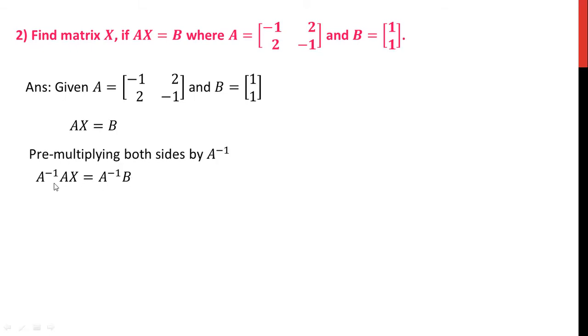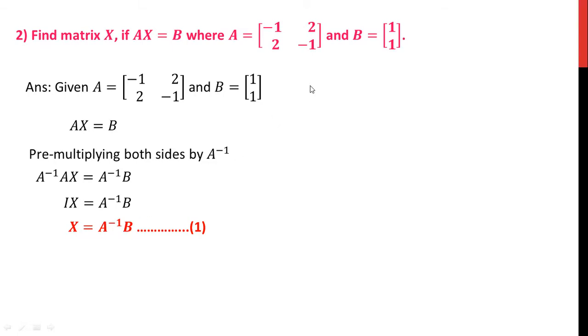Pre-multiplication, remember here. So what will you get? In the next step, A inverse into A is the identity matrix, is equal to, on the right hand side, A inverse into B, and hence we get X is equal to A inverse into B. Means we require the matrix X. Then matrix X is what? It is the product between A inverse and B.